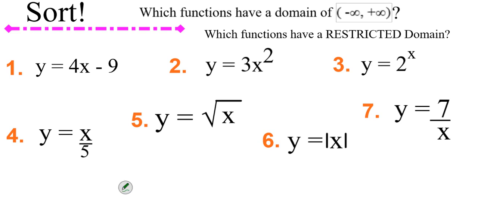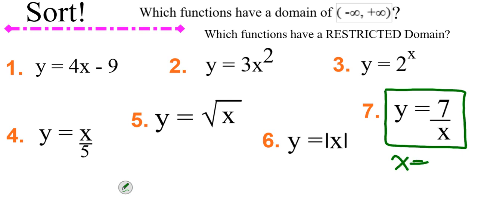Let's look at number 7. When I look at y equals 7 over x, I'm like, uh-oh. What can't x be? X can't be 0. We can't have a 0, right? 7 divided by 0 is not a value. Some people say it's infinity, but that's another discussion. Anyways, we know x cannot be equal to 0.